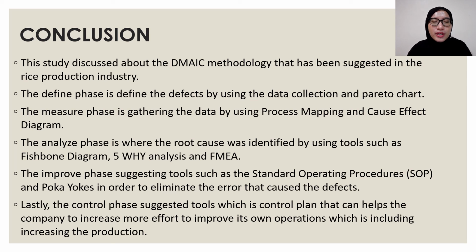The improve phase suggests tools such as the standard operating procedure, SOP, and Poka-yoke in order to eliminate the errors that caused the defects. And lastly, the control phase suggests a tool, which is the control plan, that can help the company to put in more effort to improve its operation, which is to increase production.